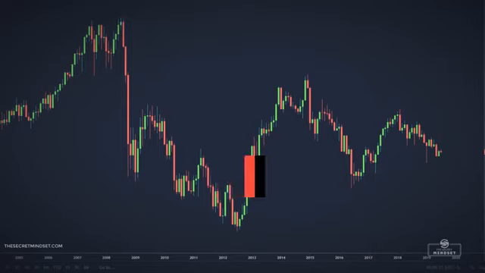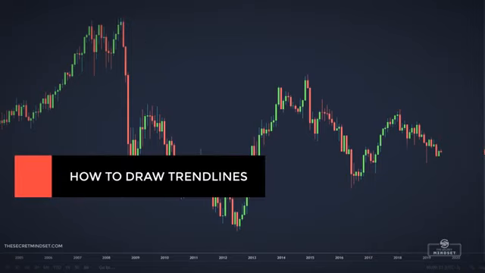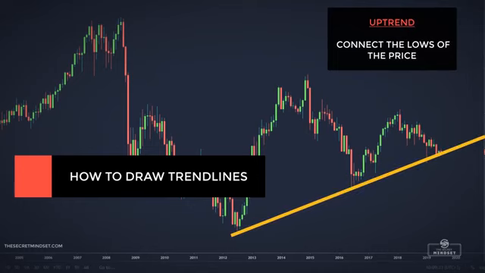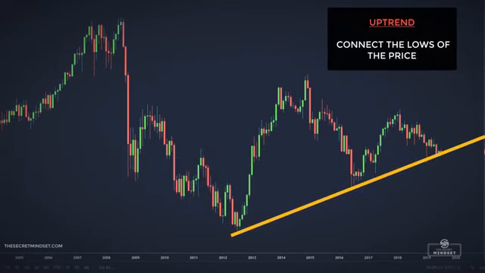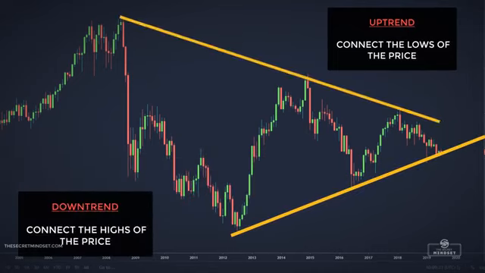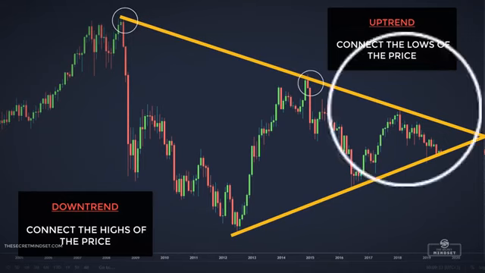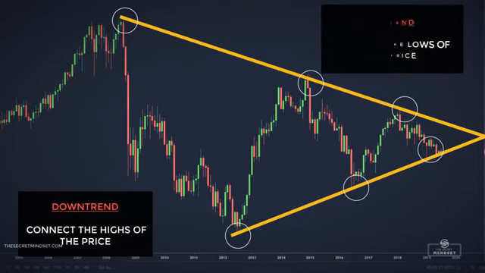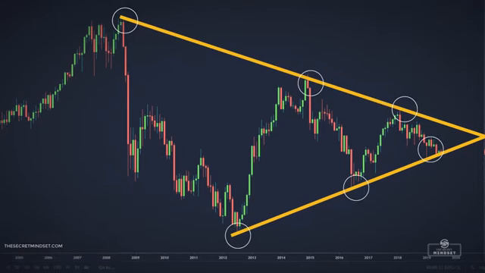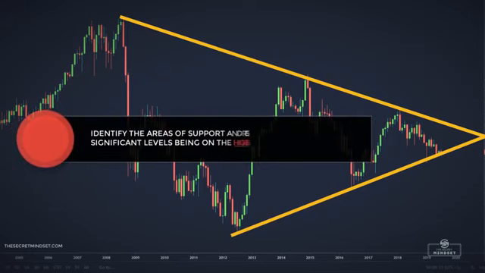Now, how to draw trend lines? In an uptrend, you look to connect the lows of the price. In a downtrend, you connect the highs of the price. A valid trend line connects two or more points that define the trend. As I said before, you start drawing trend lines on higher time frames and then carrying them forward to shorter time frames. In this way, you identify the areas of support and resistance, the most significant levels being on the higher time frames.